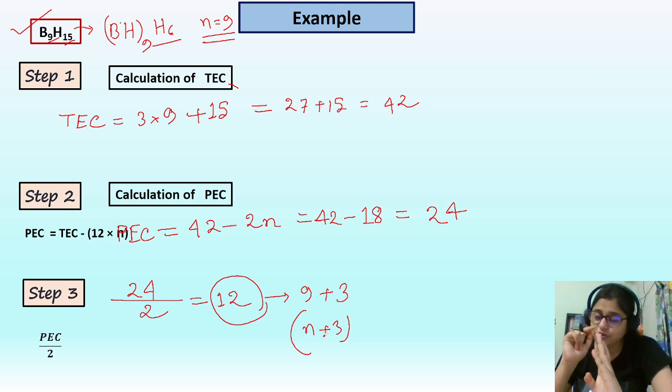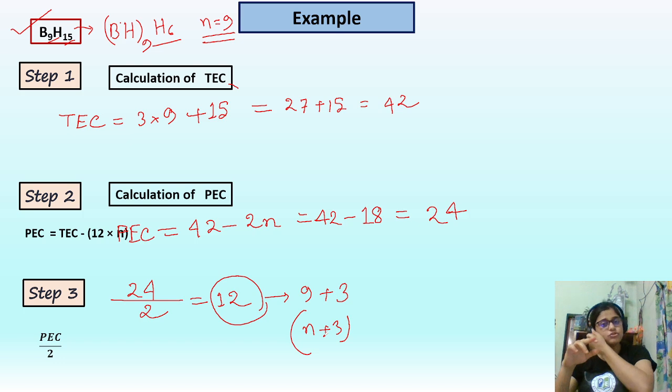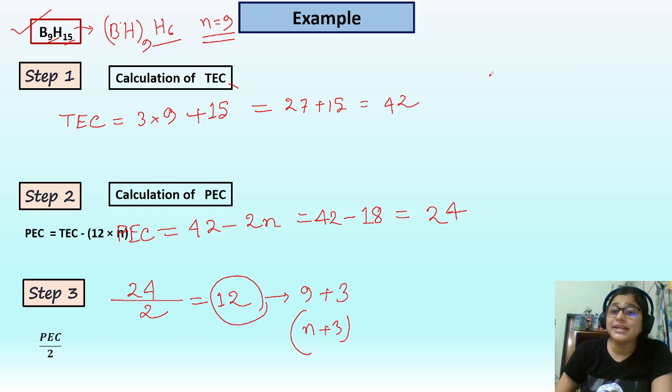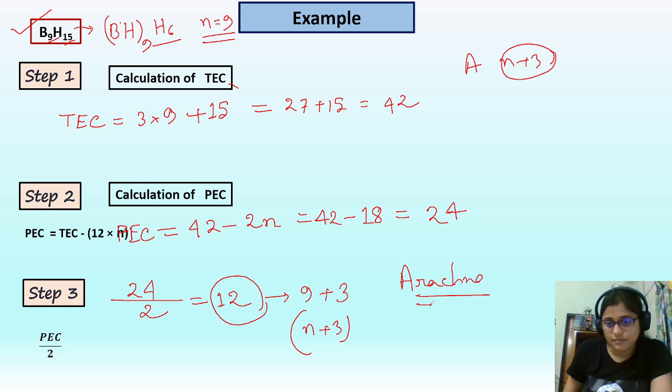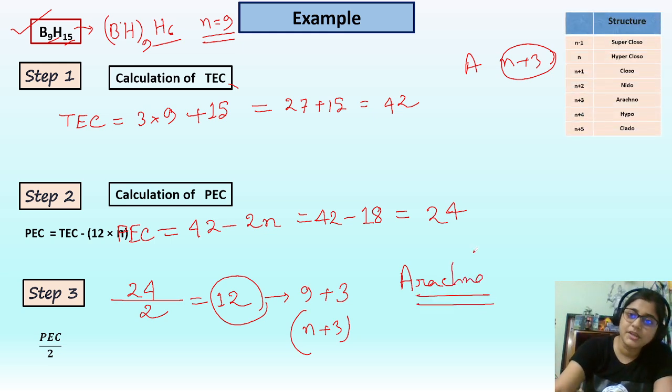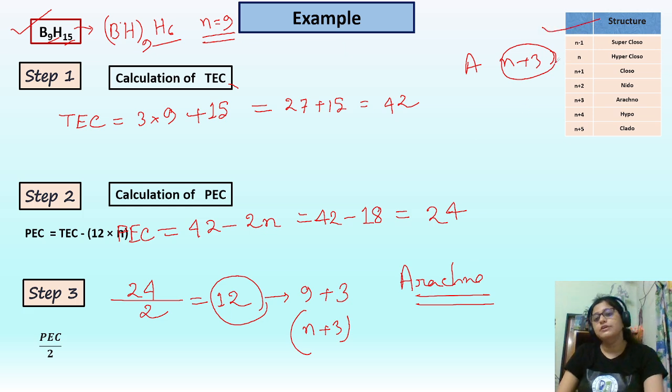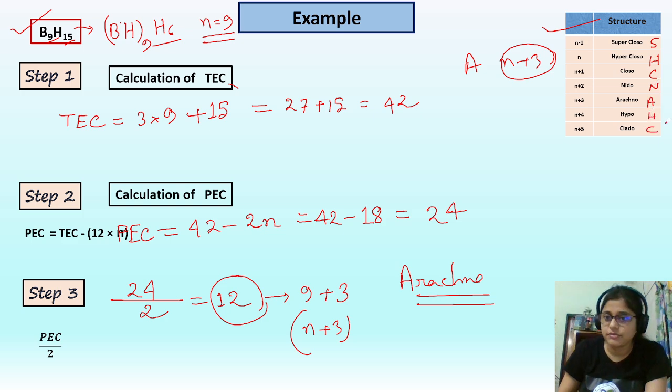Nido, after closo it is nido, n plus 2, and then comes arachno, means n plus 3. So n plus 3 is arachno. So the structure of the cluster will be arachno. Fine. This will be the answer. So the table also I have given. So n minus 2 is supercloso, and so on.